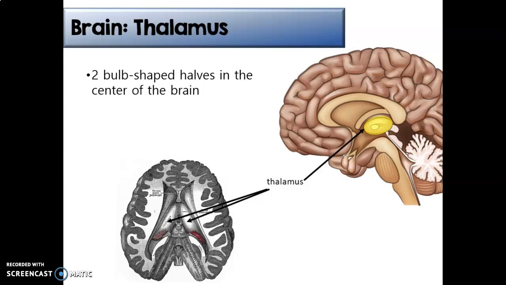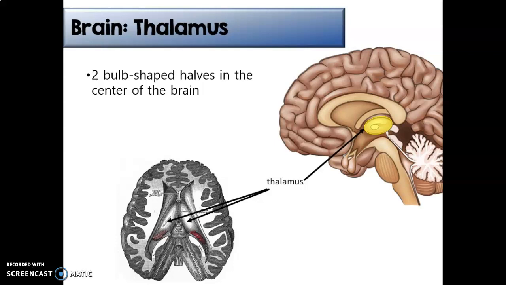So the thalamus, remember we've already talked about the lobes. So we're going to be talking about the inner brain today, especially the midbrain, the pons, thalamus, hypothalamus, all of that, because that is really where all the information is sorted from your peripheral nervous system up to your central nervous system through your spine.